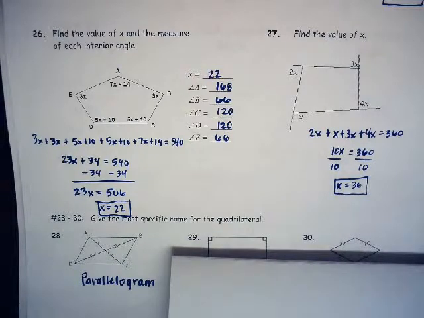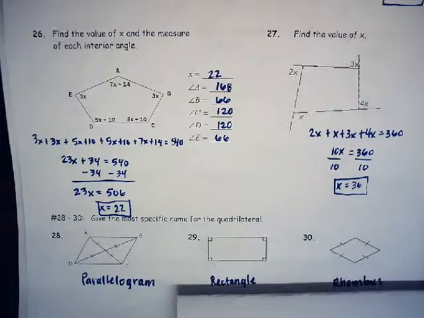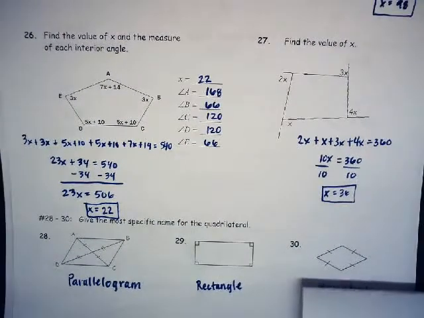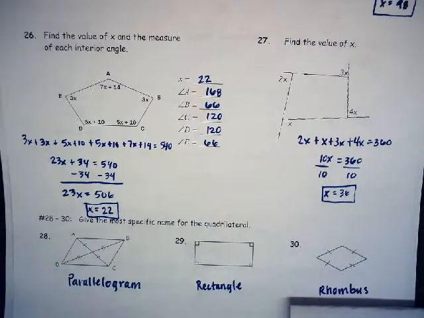This one has 4 right angles. I don't know if the sides are the same. It certainly doesn't look like it. So it is a rectangle. And this one, all 4 sides are the same. Don't know anything about the angles. To be a square, they'd have to be 90. Since it doesn't say that, it's a rhombus.